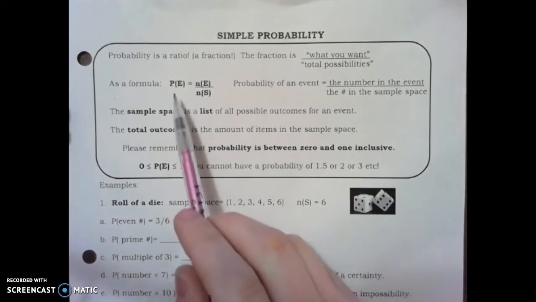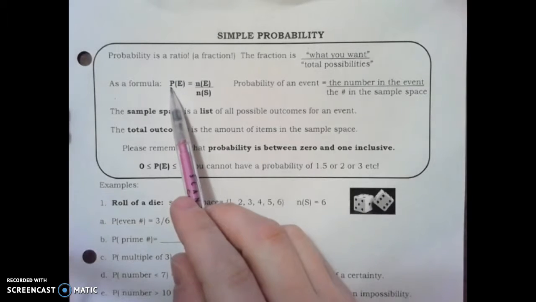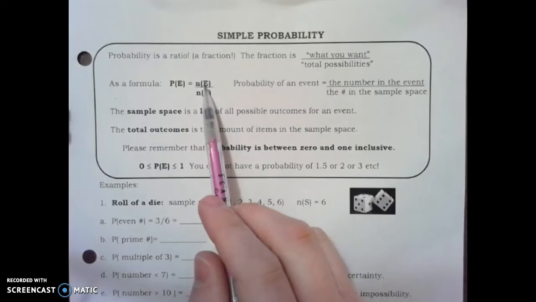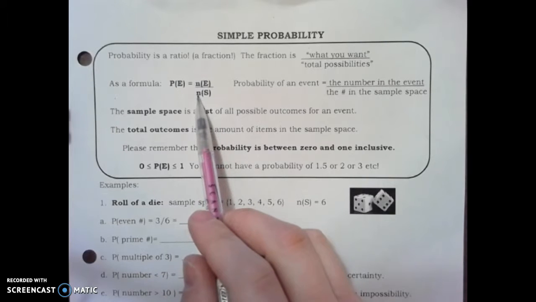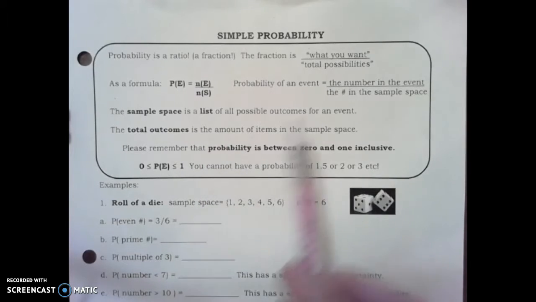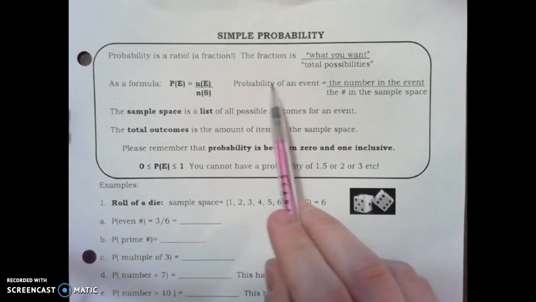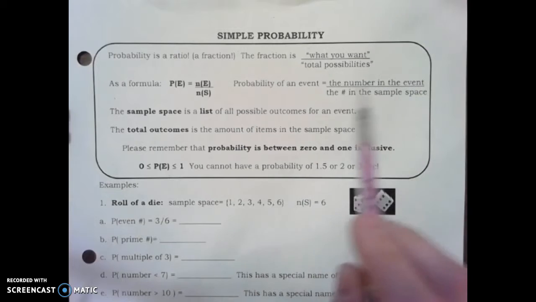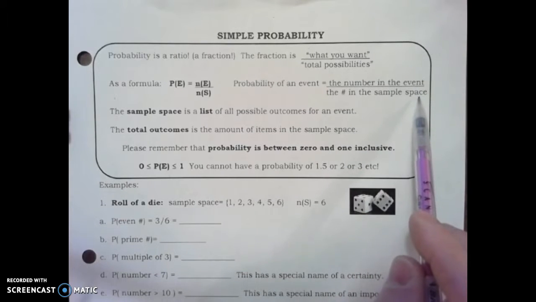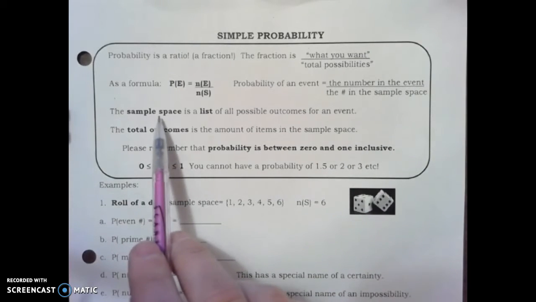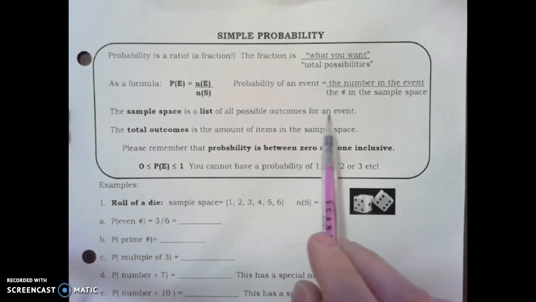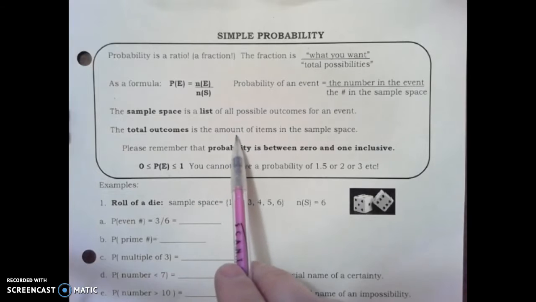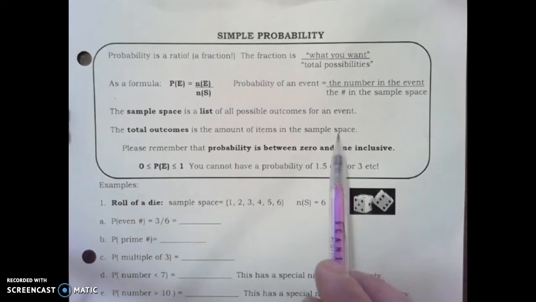As a formula, it's going to look something like this. P stands for probability of some event, and it equals the number of ways that the event can occur divided by the number of events that are in the sample space. And that's what we've got outlined here. Probability of an event, the number of items that the event can occur, divided by the number of items in the sample space. Now, your sample space is a list of all the possible outcomes in an event. The total number of outcomes are the amount of items that are in the sample space.